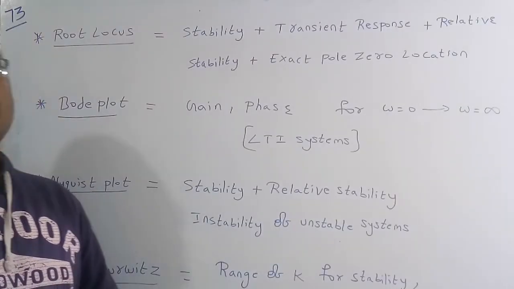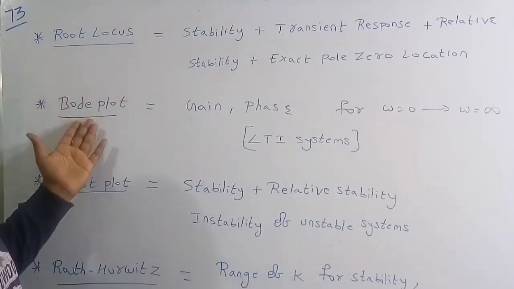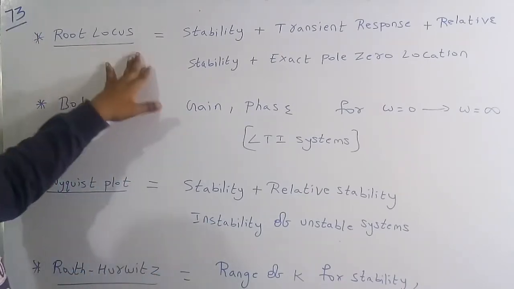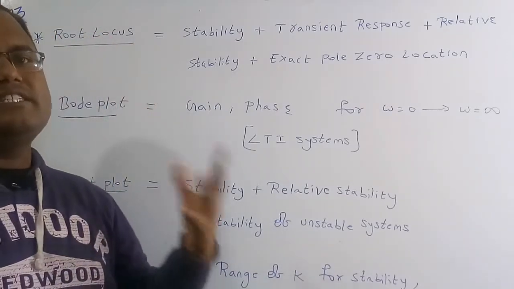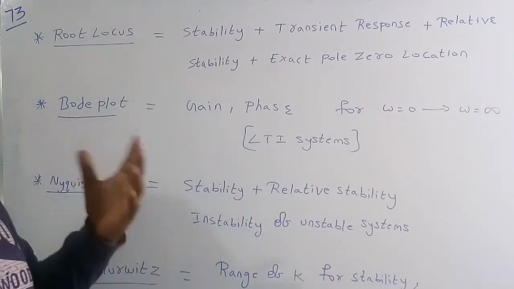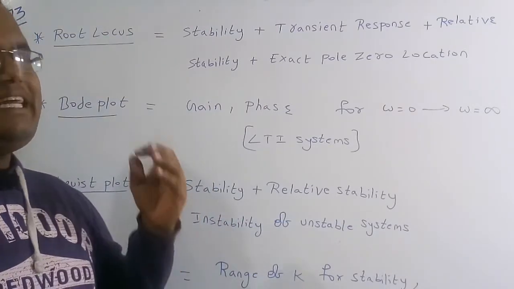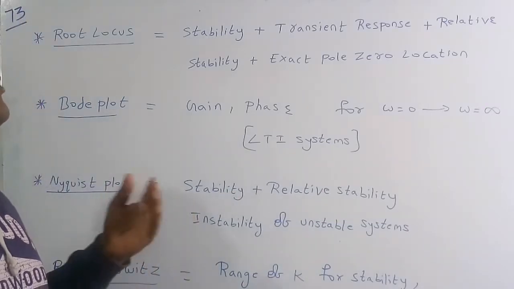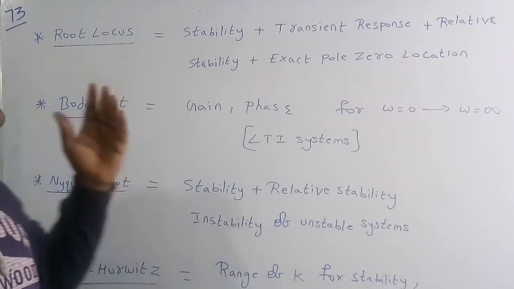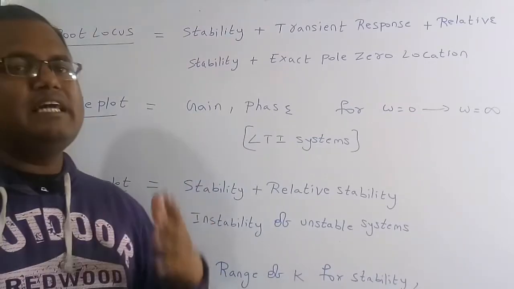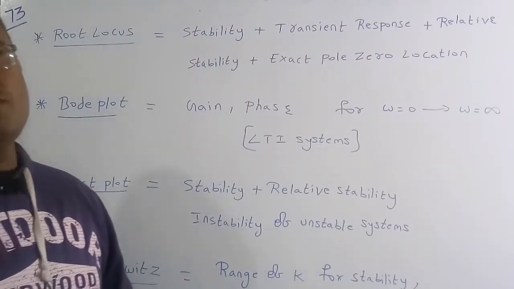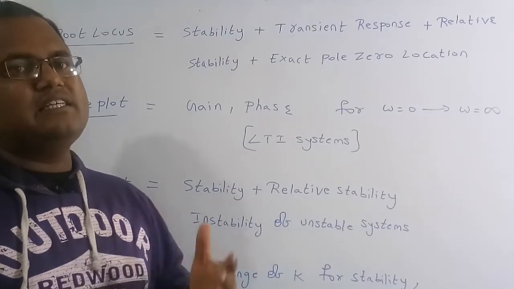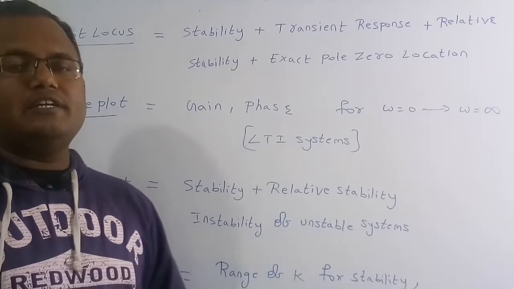Now we discuss some of the important facts regarding the root locus, Bode plot, Nyquist plot and the Routh-Hurwitz criterion. Basically, a root locus can easily figure out the stability and also it can tell you about the transient response based on the exact location of the poles and zeros. And also it can tell you about the relative stability of a system. With the help of root locus, we can easily figure out the exact location of the poles and zeros. By this we can figure out what the transient response is, what the nature is, whether it is exponentially increasing or decreasing.